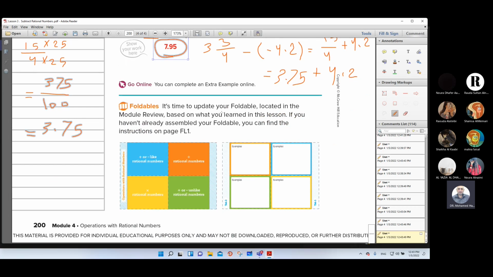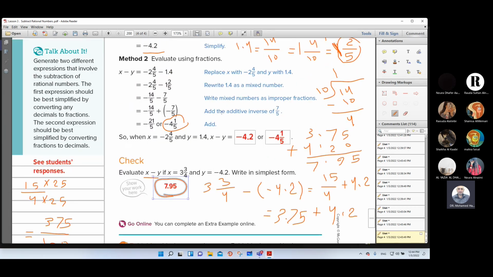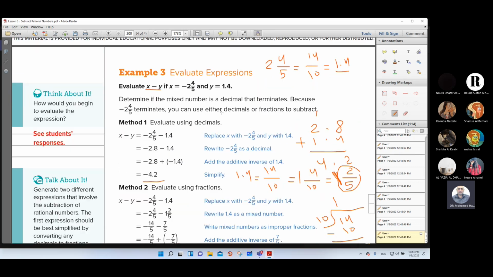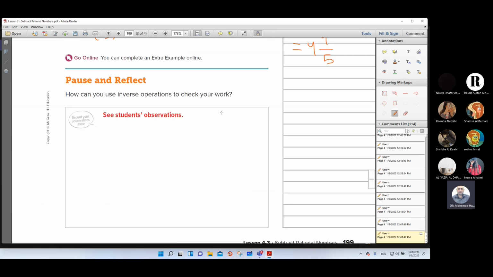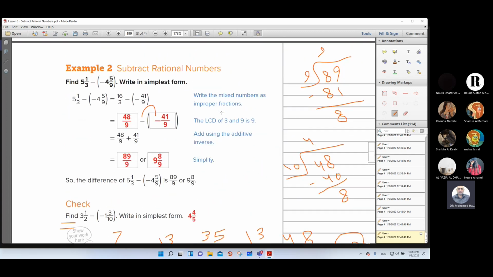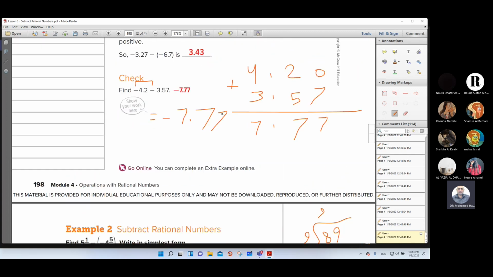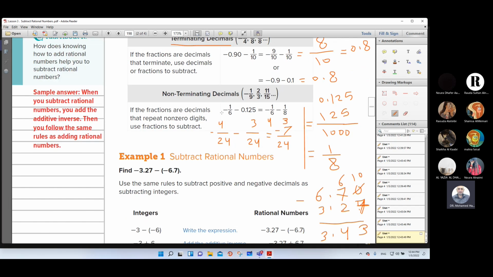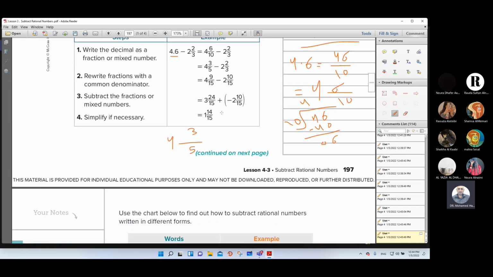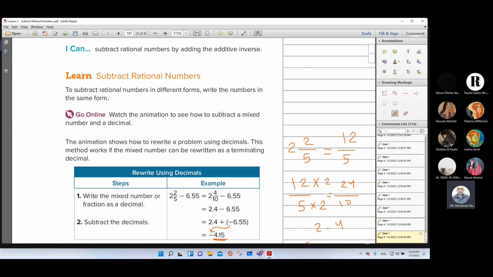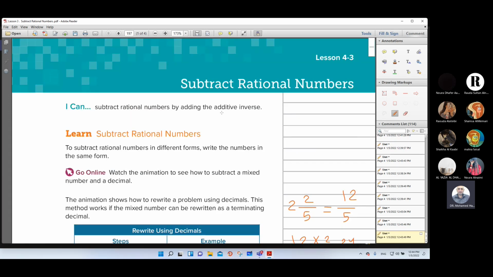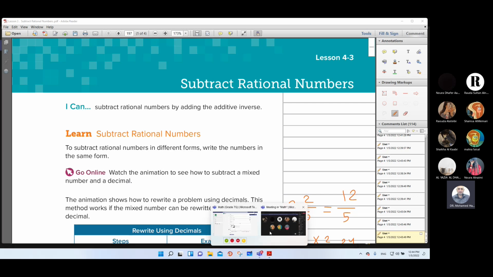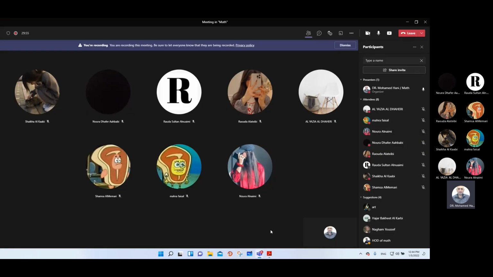So this is our lesson today. These are our ideas for this lesson: how to subtract the rational numbers. Who has any question about these ideas? Are all the ideas clear for all? Okay, no questions? No questions, girls?